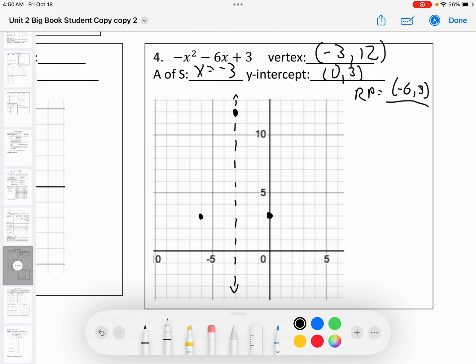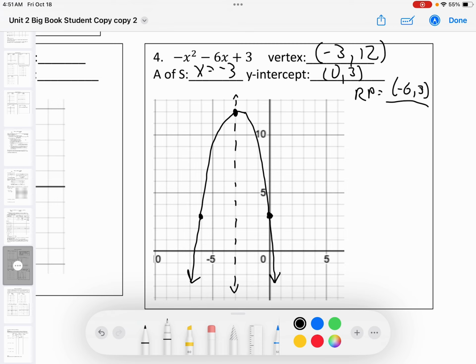Once we have these three points and our axis of symmetry, we can draw the curve that goes through these points. So it should look something like this. And so you're going to do the same thing for these other graphs. Fill in the information up the top, put those 3 points on there and the axis of symmetry, and then draw the curve that goes through those 3 points.